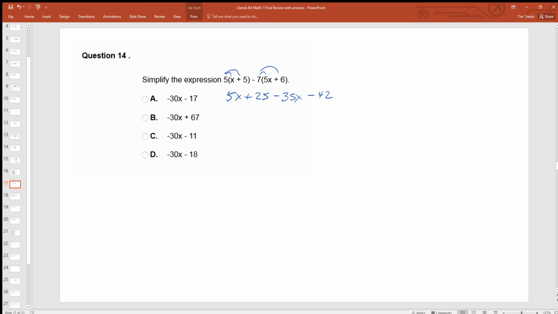And combine your like terms. So your x term and your x term. Negative 35x and a positive 5x would be negative 30x. And then when we look here, yep, all of them say that. And 25 and a negative 42. So I would do 42 minus 25. That's negative.